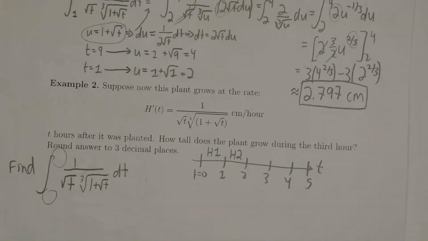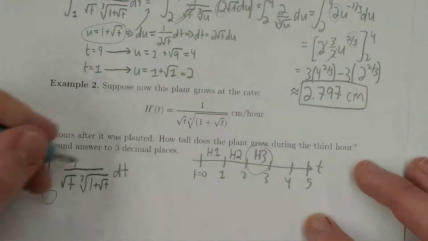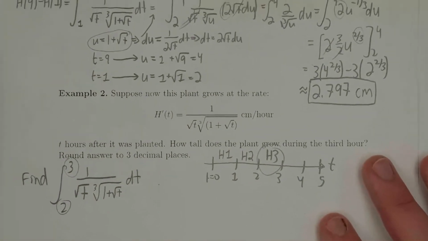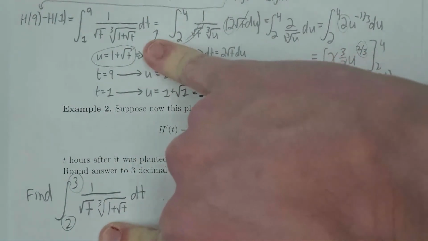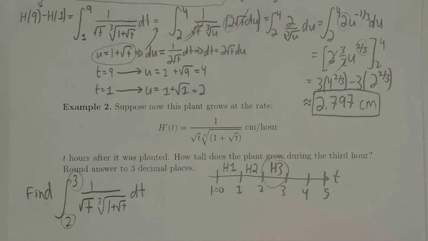So if we were to figure out the bounds of the 3rd hour, what would those be? The 3rd hour goes from t equals what to t equals what? From 2 to 3, right? So h3 is this guy right here. So we're going from 2 to 3. So basically what you realize is we still have the same function we're trying to take the antiderivative of as in the first example. The only difference is the bounds. Aside from that, that's basically it.